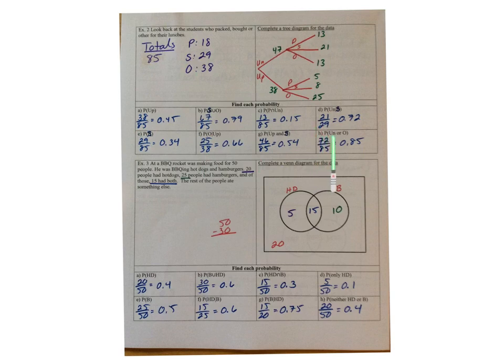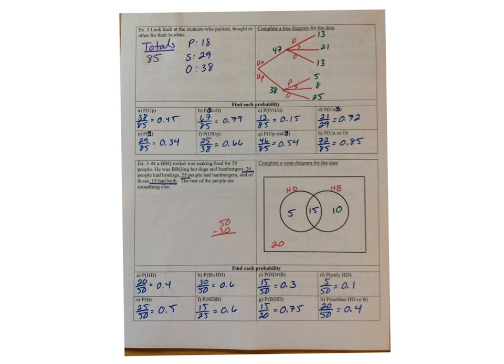All right. And the probability that they're underclassmen or got their lunch some other way. So underclassmen, there's 47, but then there's these 25 that also got their lunch some other way. So 47 plus 25, 72 out of 85. Okay, so that takes care of example 2.